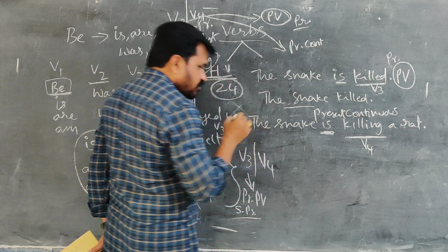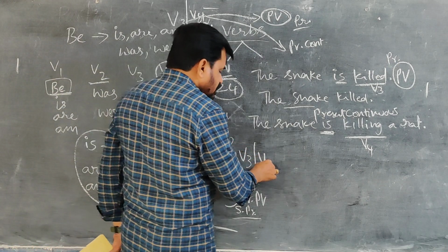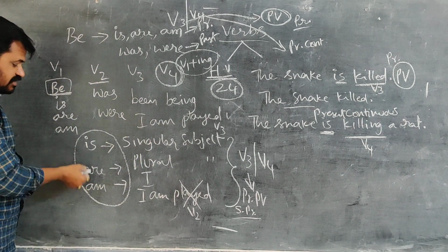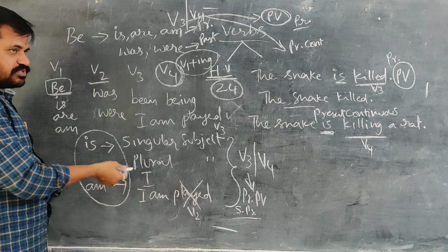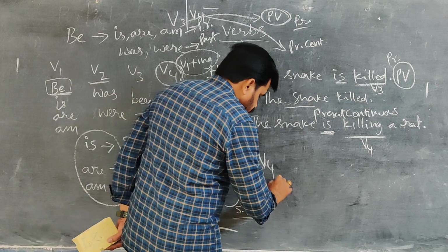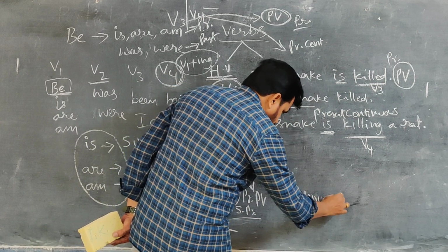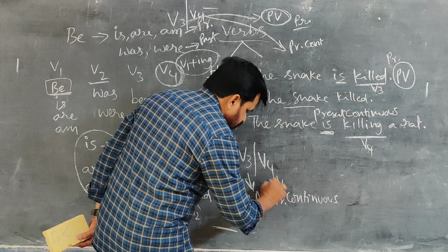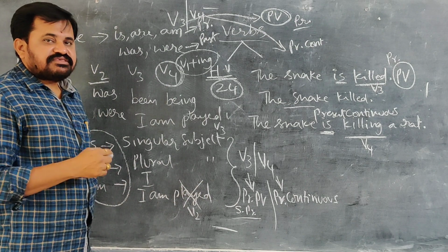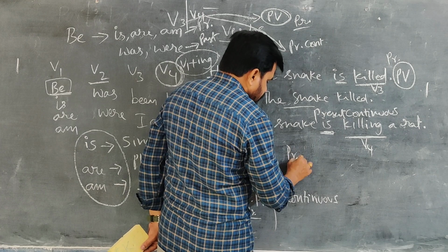When coming to V4, V4 itself gives the meaning of continuous. Along with is or am, one of is or am, these indicate present tense. So this continuous becomes present continuous. So what is the tense structure of present continuous tense?